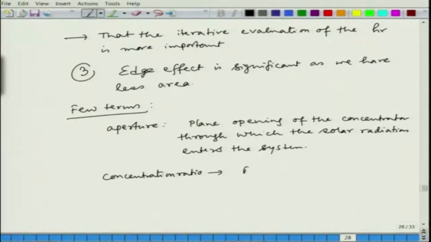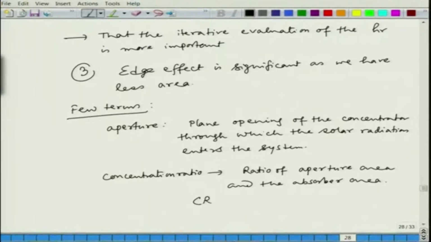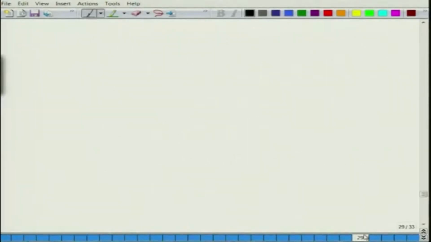Okay. Then the concentration ratio, which is nothing but the ratio of aperture area and the absorber area. Okay. And the whole point is that it has to be greater than 1. So, the CR is greater than equal to 1. When it is equal to 1, we do not call it concentrated collector, we call it flat plate collector. Okay.